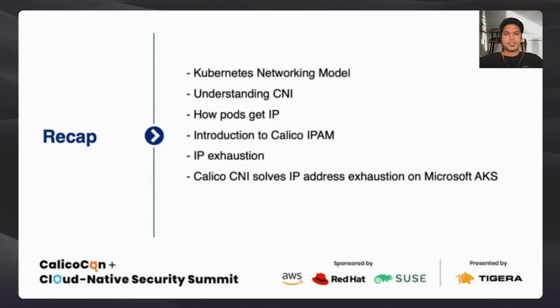Well, we have reached the end of the session, where we started off by understanding the basics of the container networking model, rather the Kubernetes networking model. Then we tried to understand what CNI is and how exactly pods get assigned IP addresses. Then we got introduced to Calico IPAM and the challenge of IP exhaustion, followed by the consequences of IP exhaustion. And at the last, we tried to understand a use case of how Calico CNI solves IP address exhaustion on Microsoft AKS.